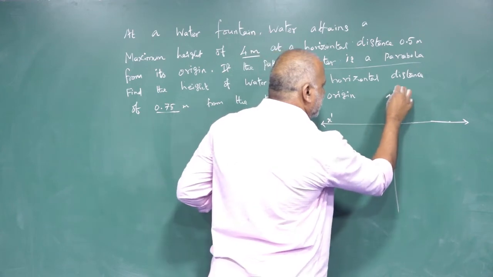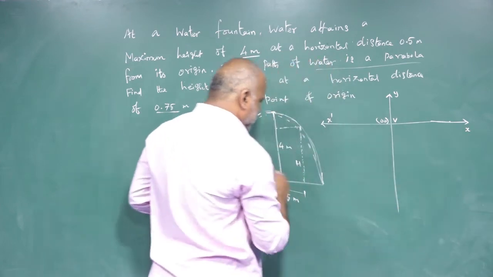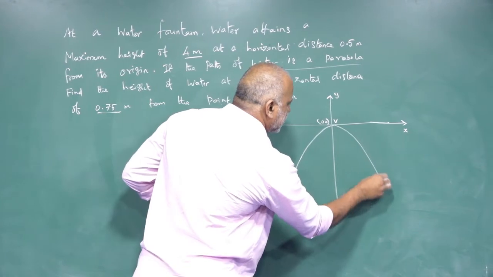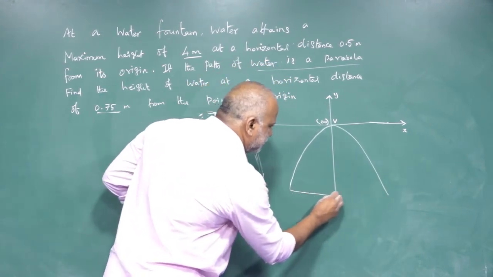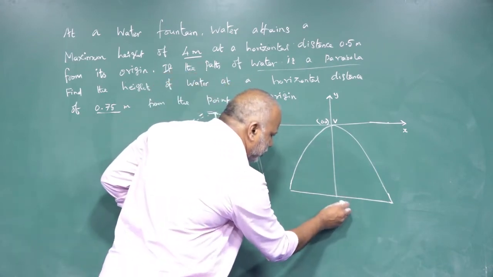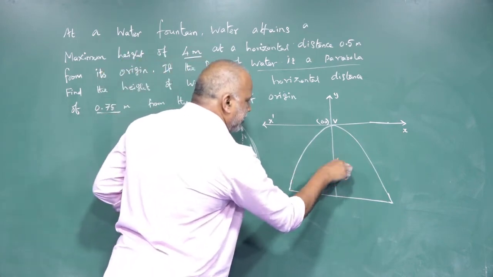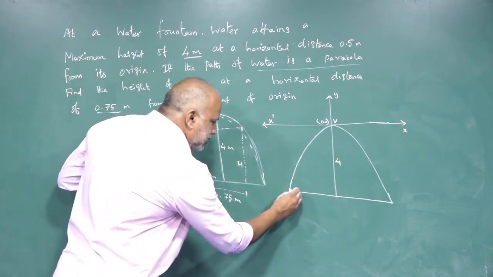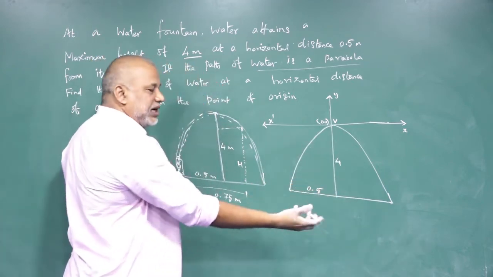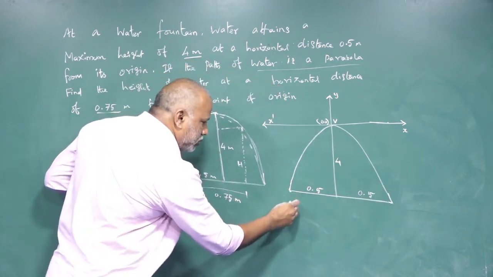So x dash, y axis, vertex V, this is x. Converting this diagram into a parabola, we get the type number 4 diagram. Now we need to use the data. This is the maximum height 4. Then the horizontal distance is 0.5. It is a symmetrical diagram, so here also we get 0.5. Now we are able to plot the points.